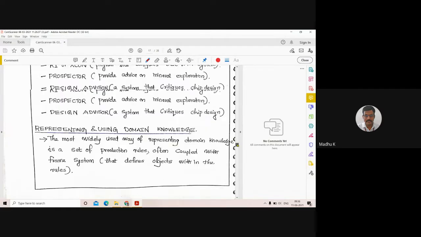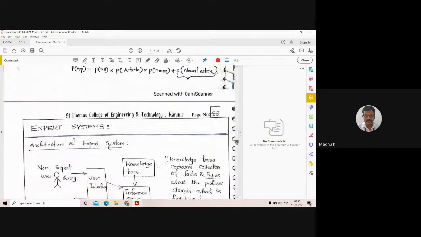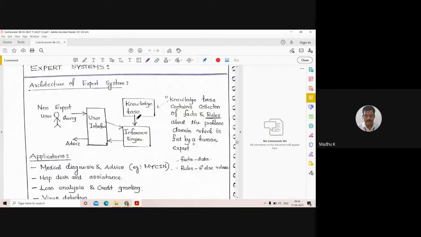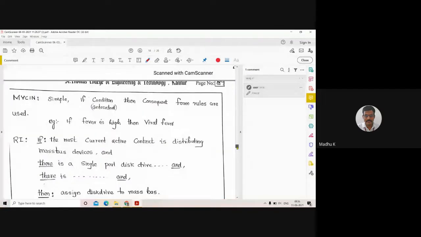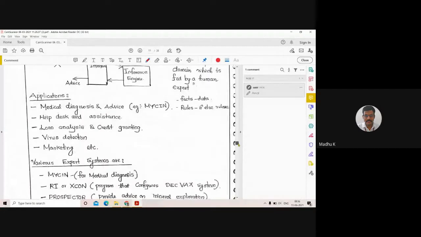In the expert system architecture, there is a knowledge base. The knowledge base stores the facts about a particular domain. Facts and rules. Facts means data, and rules. So first we are discussing that case.